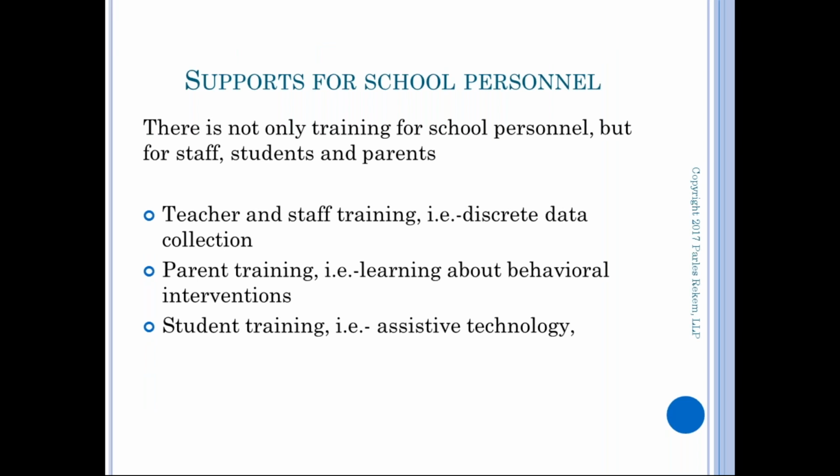And also in the IEP, there is a section that addresses supports for school personnel. So there's not only training for school personnel, but for staff, students and parents. Let's say a teacher and staff are going to be collecting discrete data for a student, and they need training on that. That should be listed in the IEP. For parents, parent training can also be listed. Let's say we're teaching some behavioral interventions in school. A parent should know how to reinforce all of that at home to have a better result.